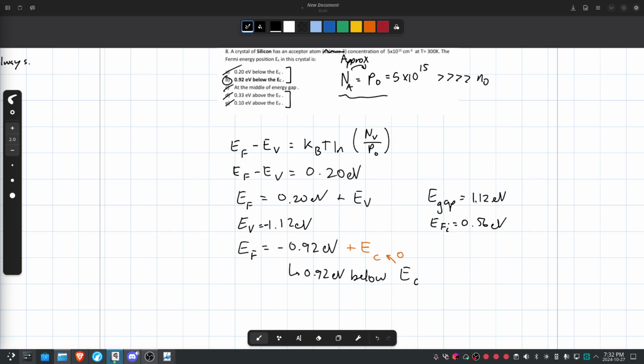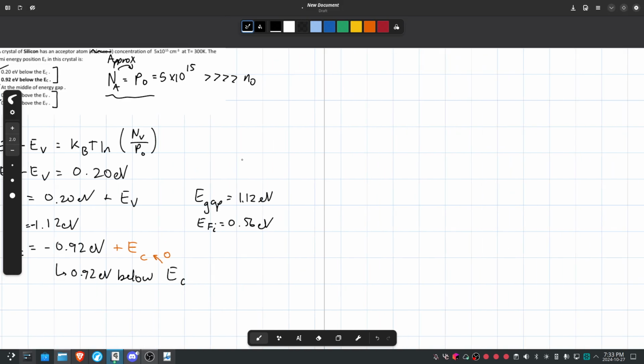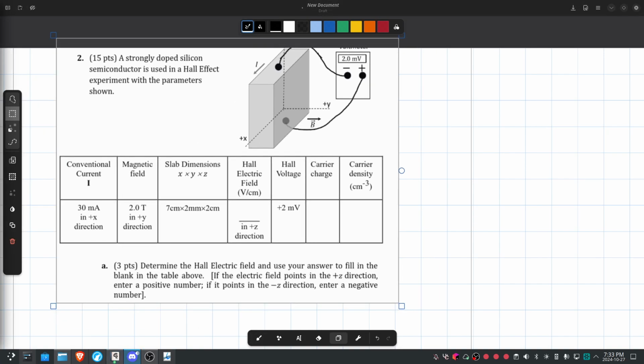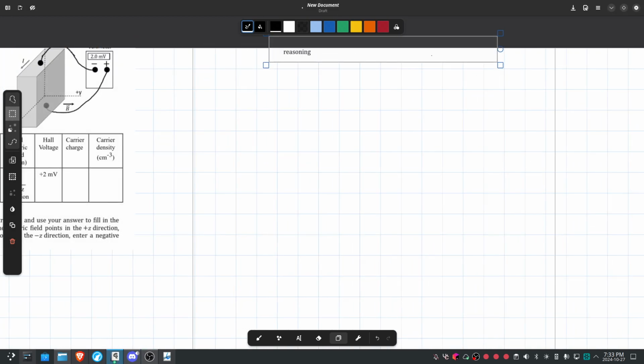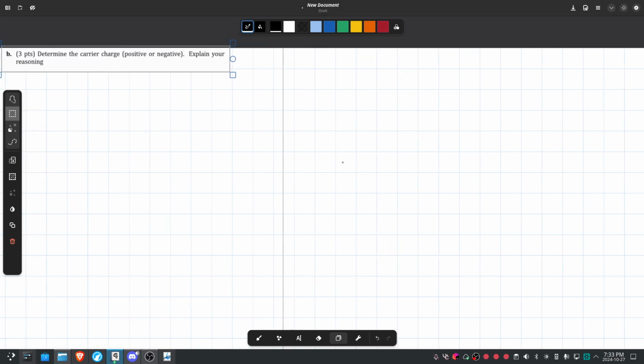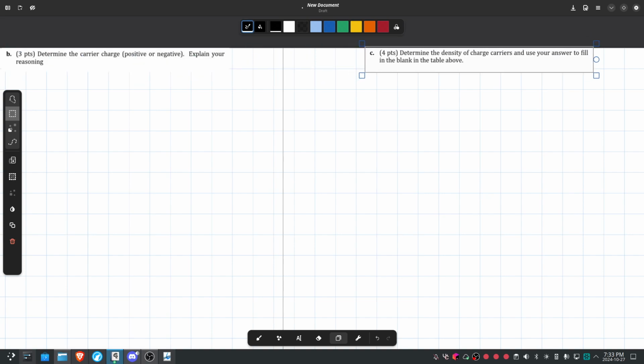That I didn't solve. Hall voltage questions. Alright, sure, let's do a Hall voltage question. This is the long answer question on 2018. I'm just going to go through and post all of them at the same time, so I don't need to go back and forth between doing all this. Determine the density of charge carriers.